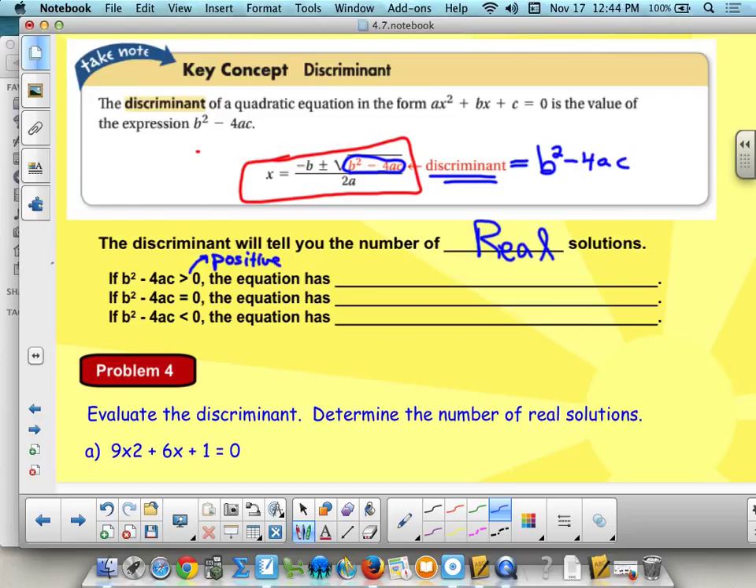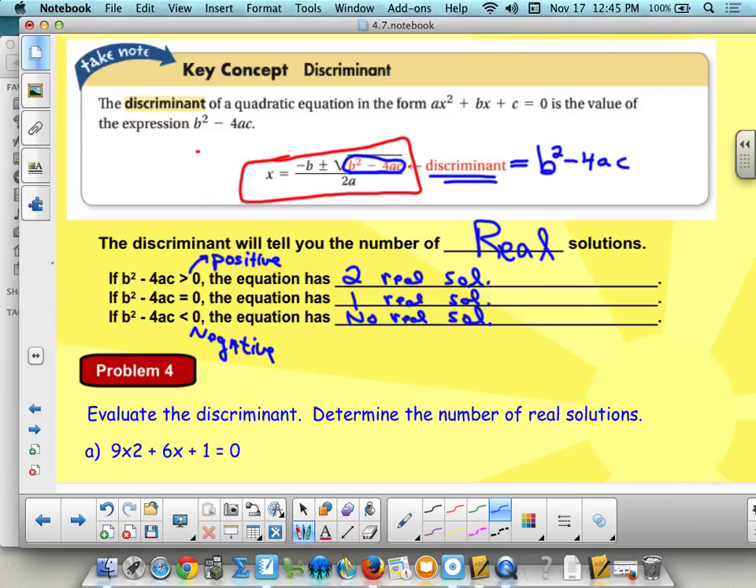If b squared minus 4ac is positive, the equation has two real solutions. If the discriminant is equal to 0, there's one real solution. If the discriminant is less than 0, in other words, negative, you'll say no real solutions. Good?